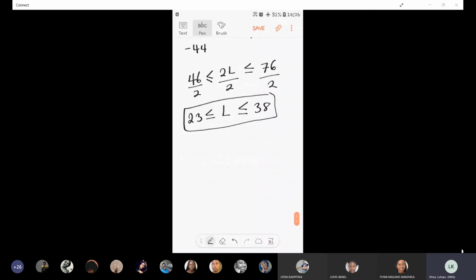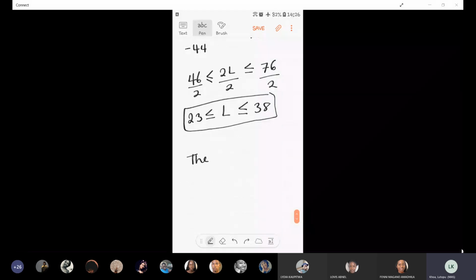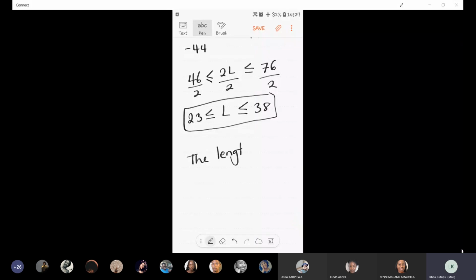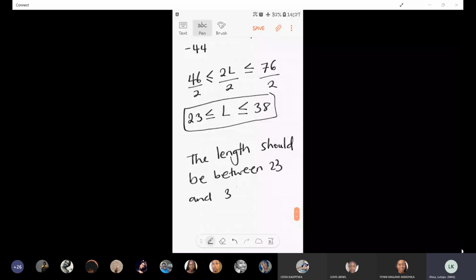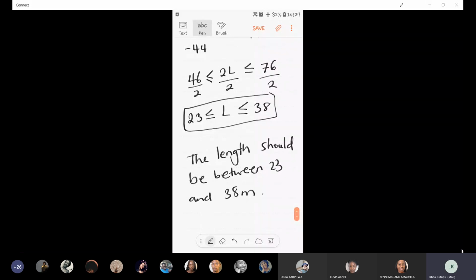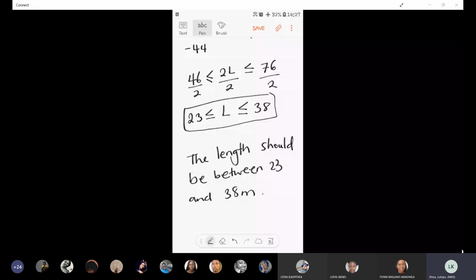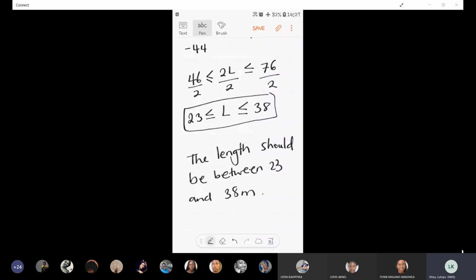Okay, so the width, sorry, the length. Okay, so that is how you'd answer that one. The length should be kept between 23 and 38 meters in order for the requirements on the perimeter to be met. So you can phrase it how you think, but the idea should remain the same.